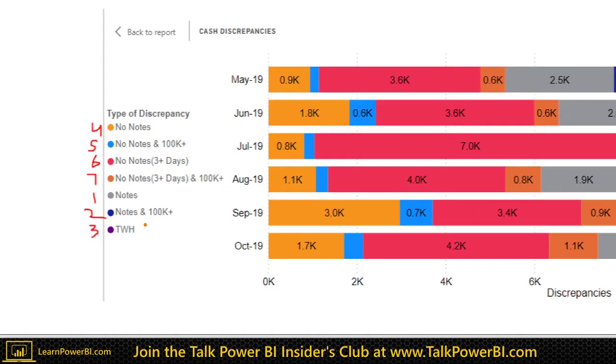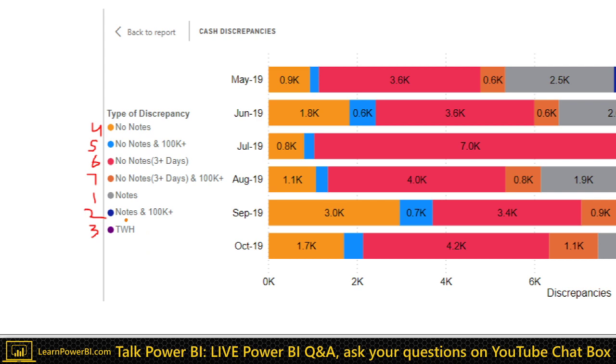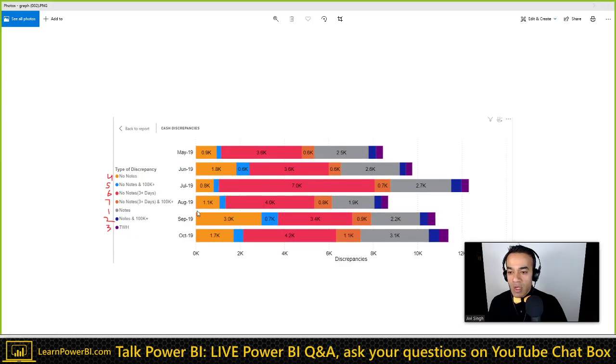So of course by default it's alphabetical. So no notes, it's definitely alphabetical, right? M, N, and T. So you can override that the same way we override the month names.